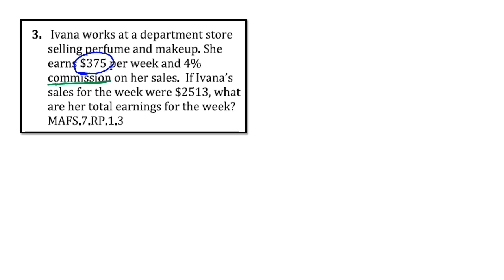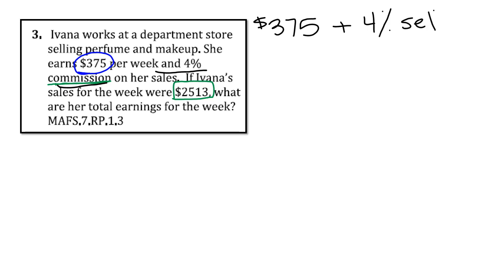In this case, though, if Ivana's sales for the week are $2,513, what are her total earnings for the week? So the first thing I want to do is set this up as an expression and break it down that way. So you notice the first thing that I circled was the 375. Okay, that she's going to make per week no matter what. Then she's going to get a little bit of a bonus. So it says, and a 4% commission. So 4% of whatever she sells.